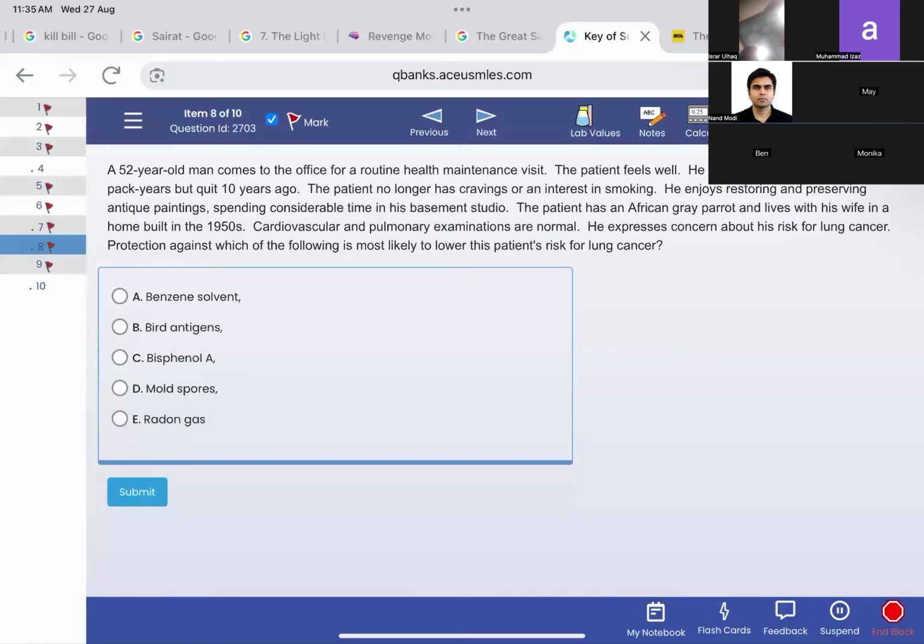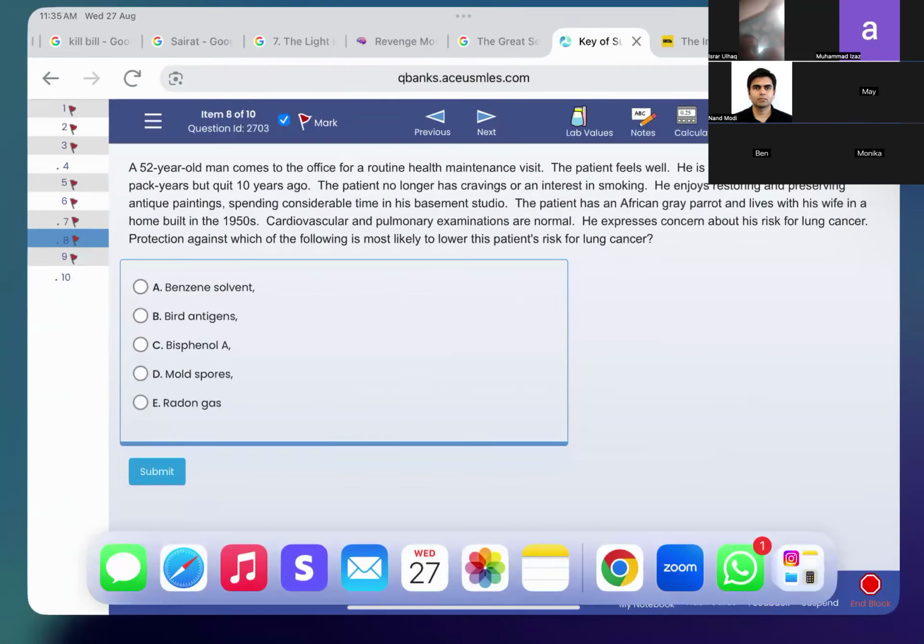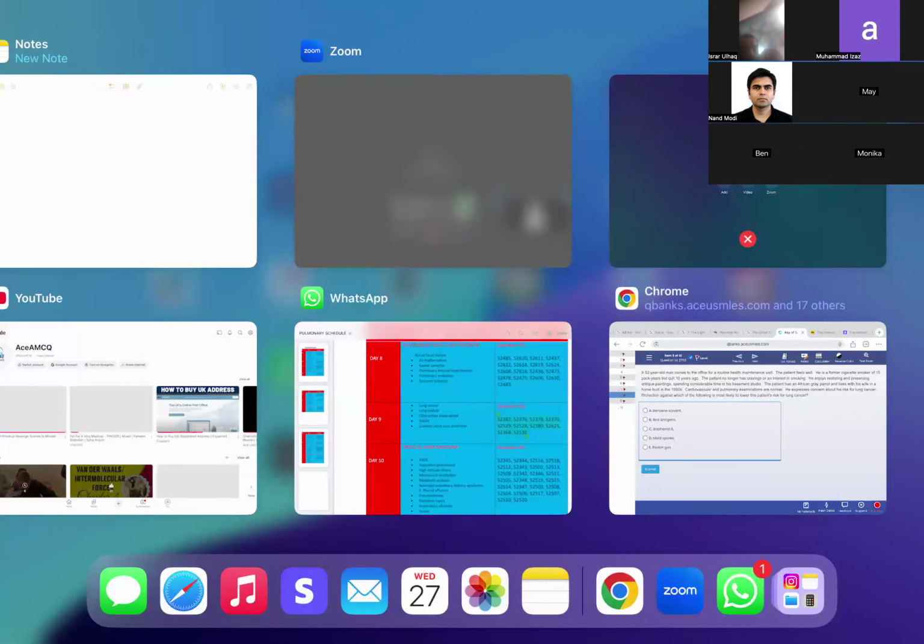So for today, the most important thing is that you take your First Aid book and go through the lung cancers and remember all the high yield points, and also put them in an Anki flashcard and review it every week. Okay, so this was all about today, and tomorrow we will go through.